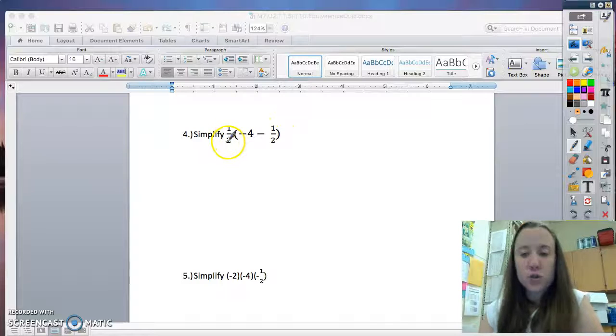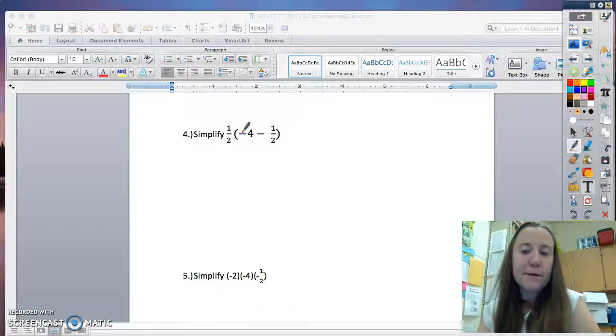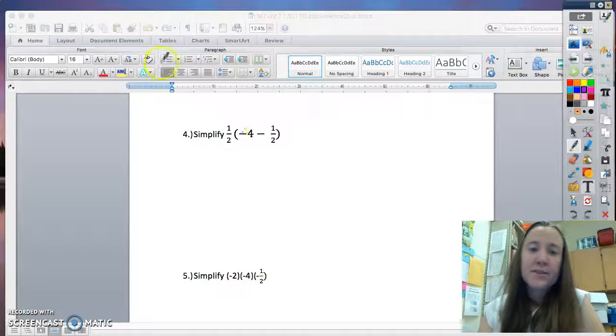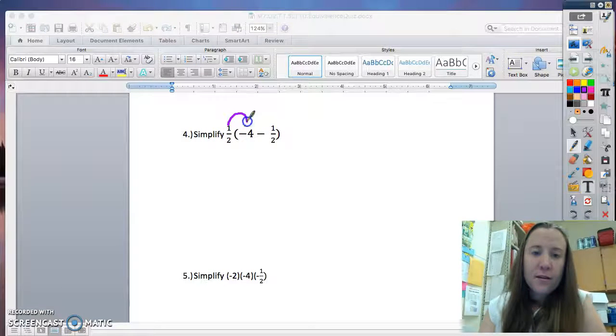Think of when I distribute something, like distributing a paper for class, I give that pile of papers to a student. If I say distribute it, it means give one to everybody. So that means that 1/2 will be distributed with this -4 that's here and this 1/2. And we use multiplication. So 1/2 times -4 is -4 halves. And I'm going to bring down this subtraction sign. And 1/2 times 1/2 is 1/4.